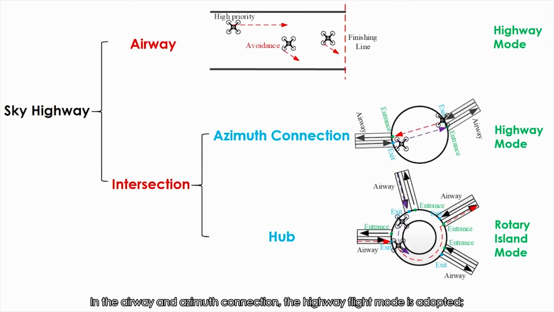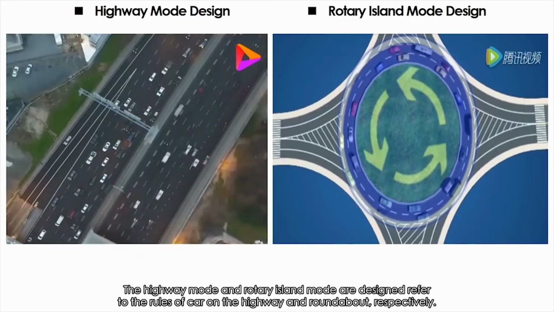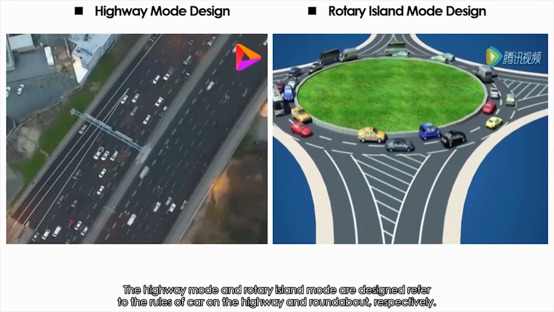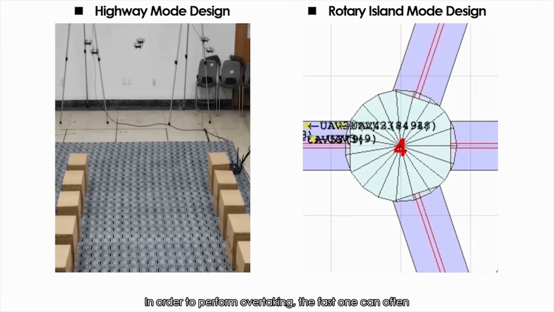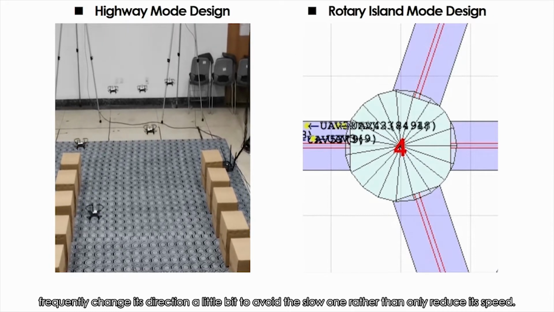In the airway and azimuth connection, the highway flight mode is adopted, while in the hub, the rotary island model is adopted. The highway mode and rotary island mode are designed with reference to the rules of cars on the highway and roundabout, respectively. In order to perform overtaking, the fast one can often change its direction a little bit to avoid the slow one rather than only reduce its speed.